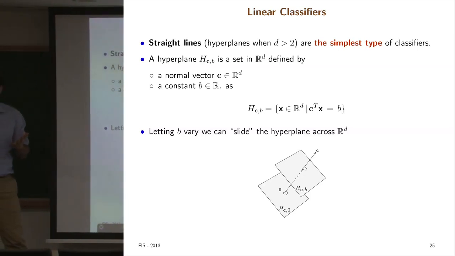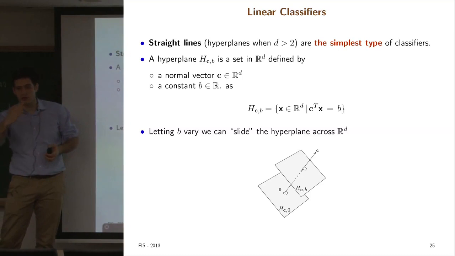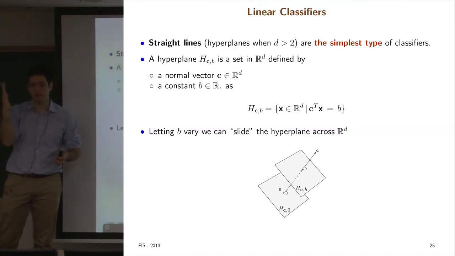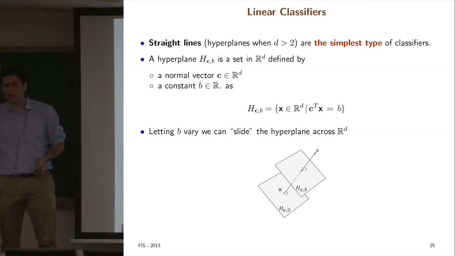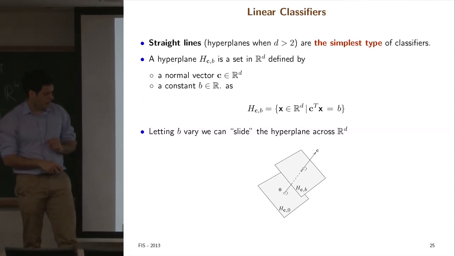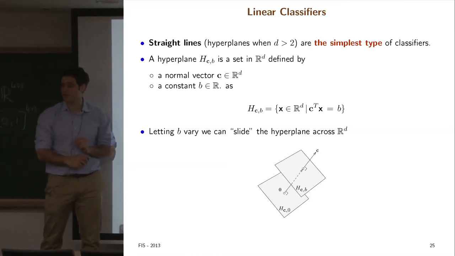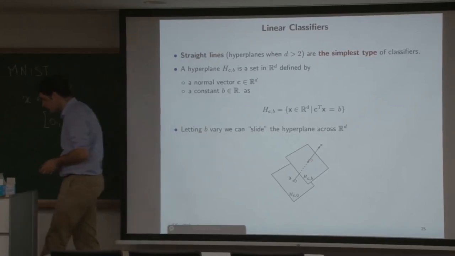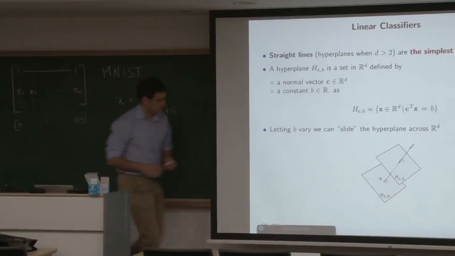So intuitively, what you should think is that the C direction gives you the orientation of the hyperplane, and the B constant gives you basically the location of that hyperplane. So if, for instance, you consider the hyperplane H_{C,0}, then it's the set of points X such that C transpose X equals 0, and that would include 0.